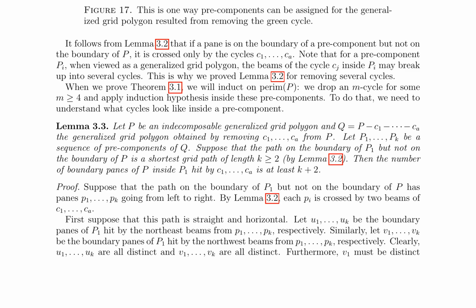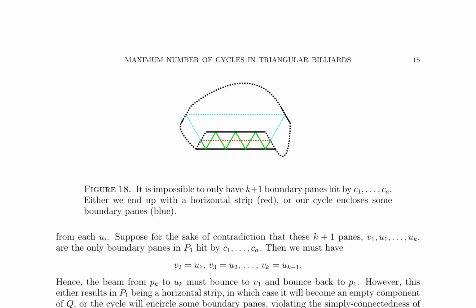This section provides a comprehensive exploration of precomponents and their properties in generalized grid polygons, laying the groundwork for the subsequent proof of theorem 3.1. In this section, the authors delve into the maximum number of cycles in triangular billiards, employing a contradiction argument to demonstrate that there must be at least k plus 2 distinct boundary panes hit by the beams C1, Ca.